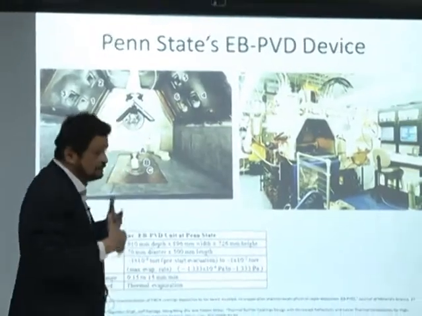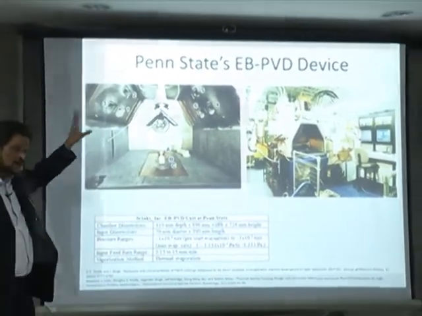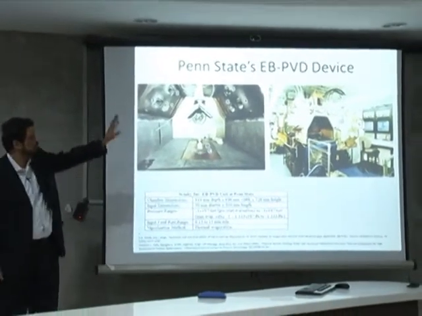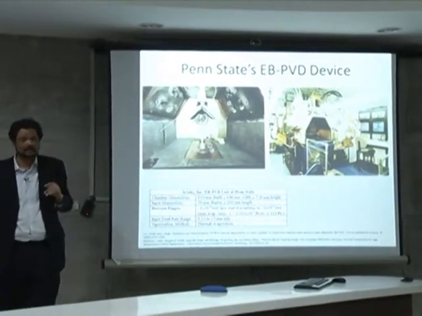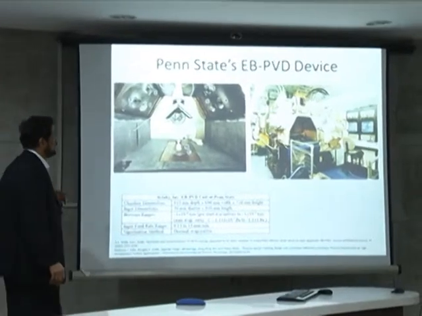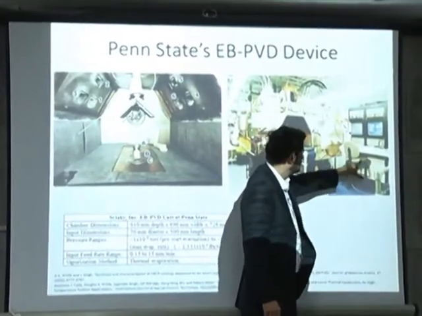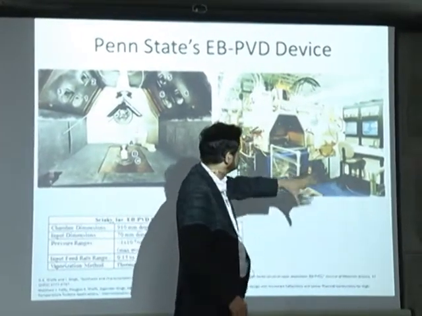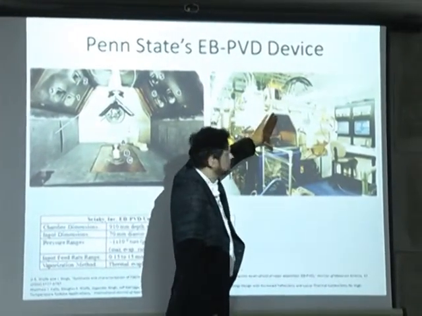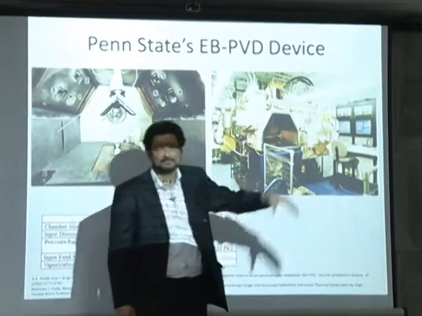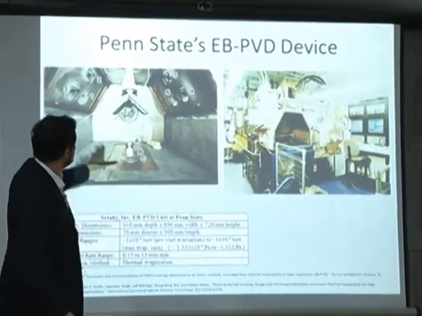Now, if you want to go a little more advanced, this is the facility in our university, Penn State, Pennsylvania State University, and from outside it looks like this. This is a chair, so you can get some idea of what size it is. It's about 1 meter by 1 meter, you can say. Okay, the chamber looks like this.